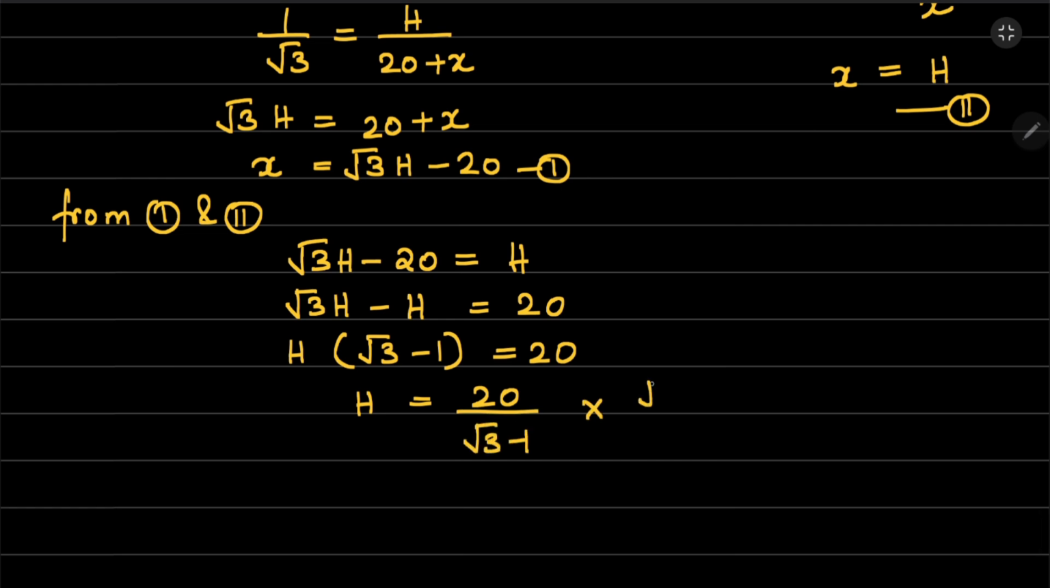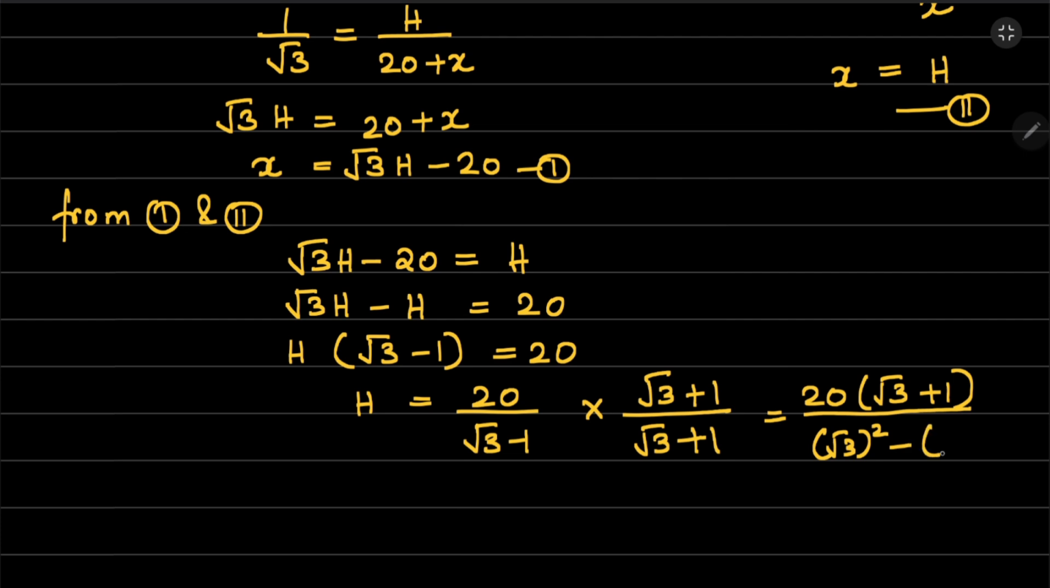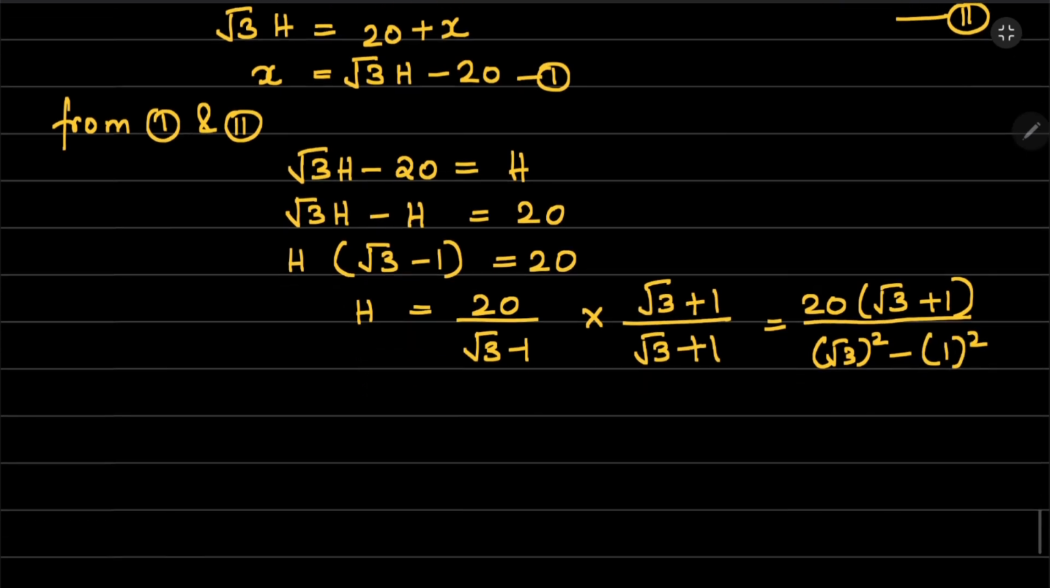You can rationalize the denominator by multiplying numerator and denominator by just the opposite of the reciprocal of the denominator, that is root 3 plus 1. Okay, so this is nothing but 20 multiplied by root 3 plus 1 whole divided by a plus b into a minus b, that is a square minus b square. So what do you get?